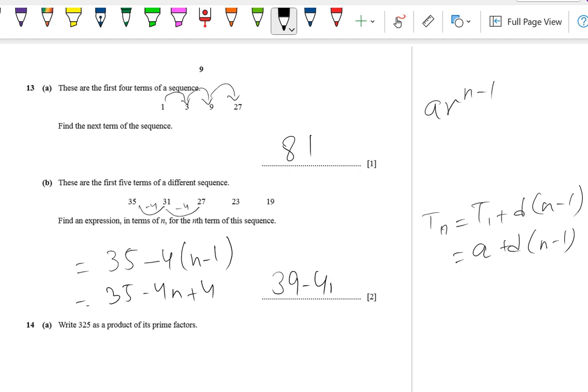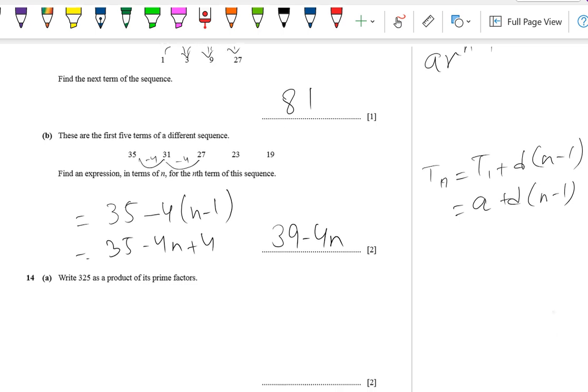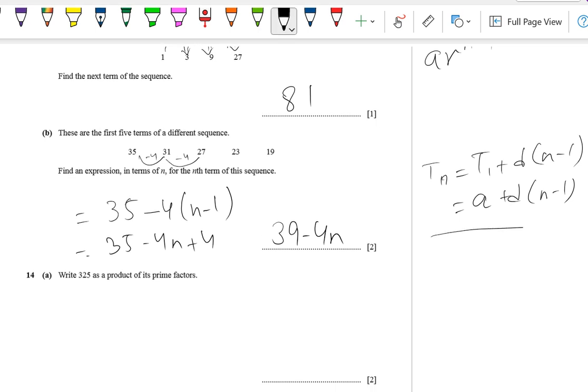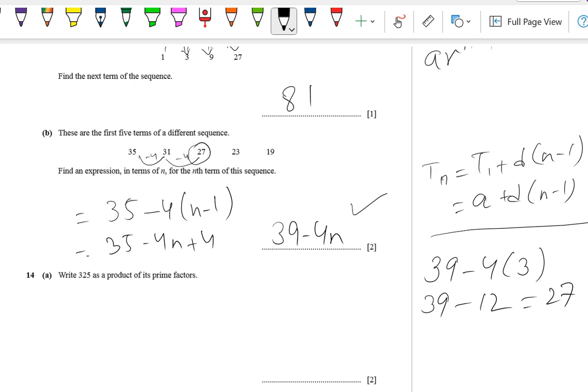39 minus 4n. And if you guys have some time, maybe at the end of the paper you can check this out. Now my third term should be 27. So 39 minus 4 into 3, that n stands for your term number. So 39 minus 12. Yes, the answer is 27. So our formula is totally fine.